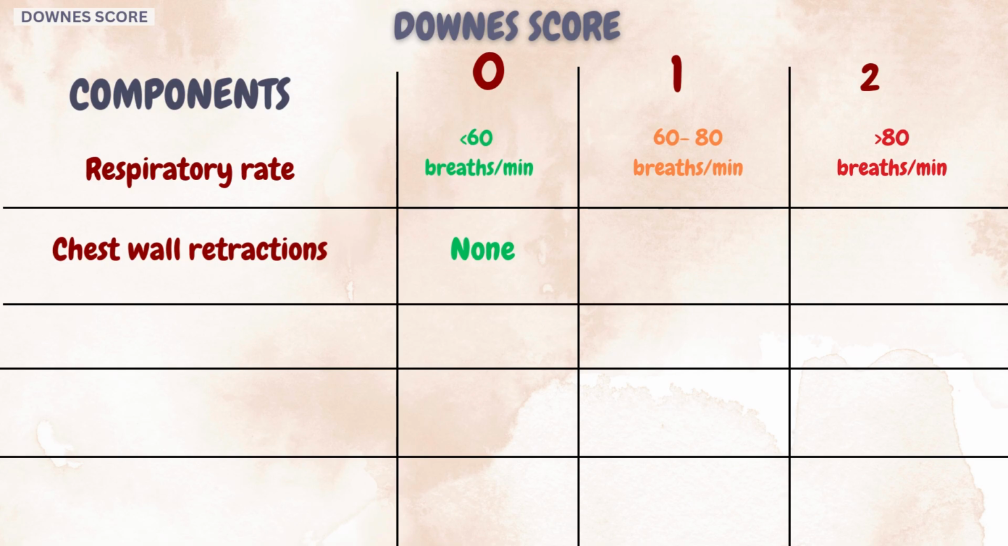Coming to the retractions, if there are no chest retractions observed or seen, score 0 will be given. If mild chest retractions are observed, score 1 will be given. If severe chest retractions like subcostal or intercostal retractions are observed, score 2 will be given.